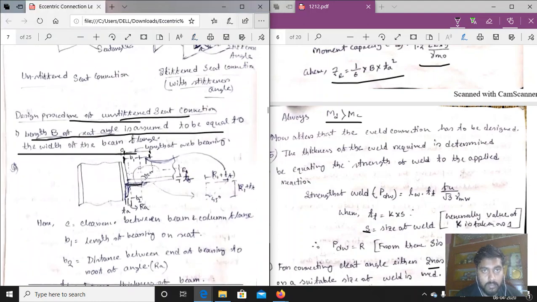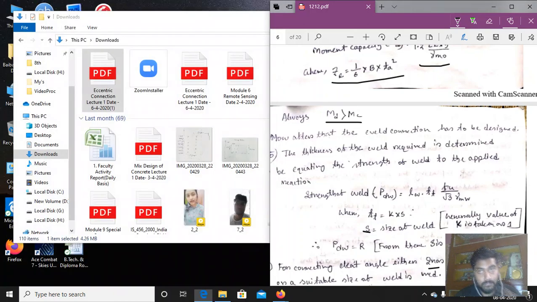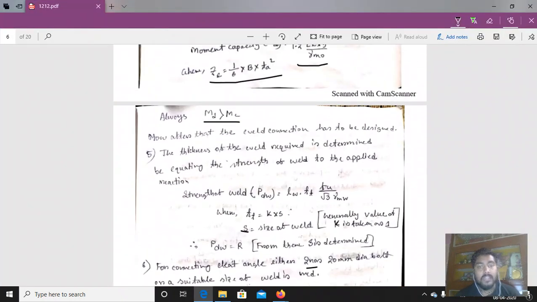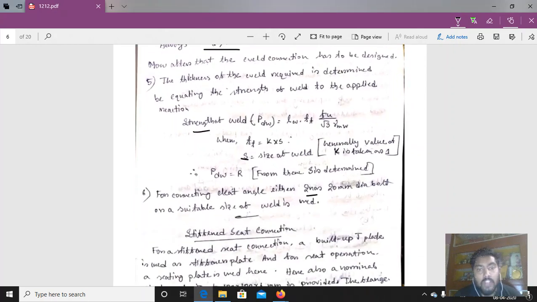Okay, so let us cross that. Now coming to the design procedure, the welded connection. We have to design the weld connection. So how to design the weld connection? First the strength of the weld is determined.